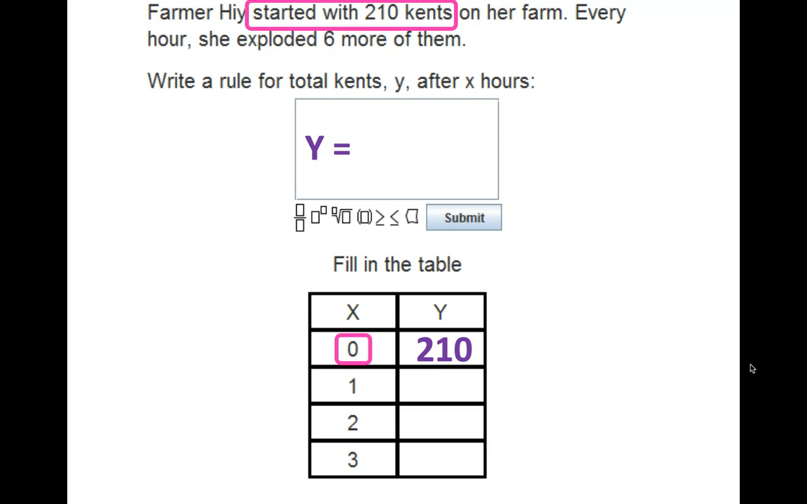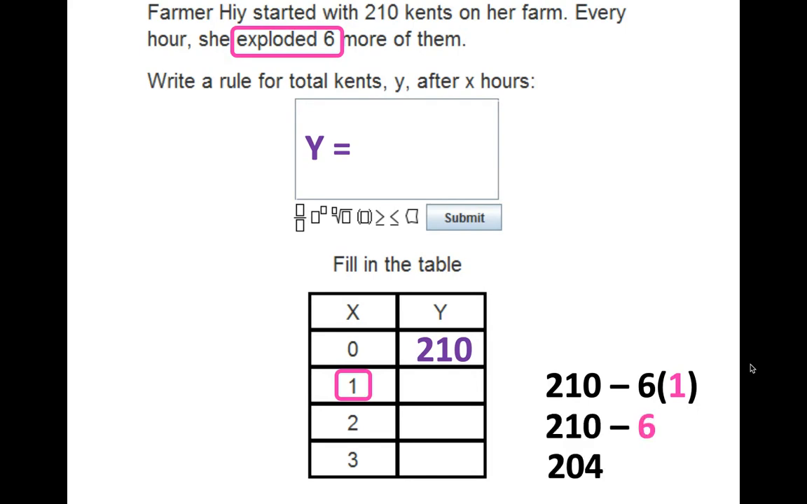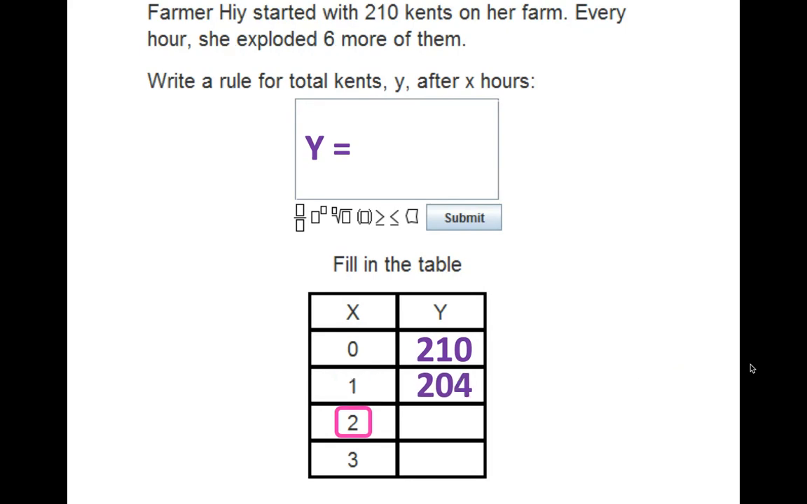So after 1 hour, exploded 6. 1 times 6 is 6. But instead of adding it to 210, we have to take it away because we got rid of it. So we kind of reverse that a little bit. 210 minus 6, 204. After 2 hours, every hour we explode 6. So 2 times 6 is 12. So we've exploded 12 now. Okay, and then we subtract that from 210. So 210 minus 12, 198.